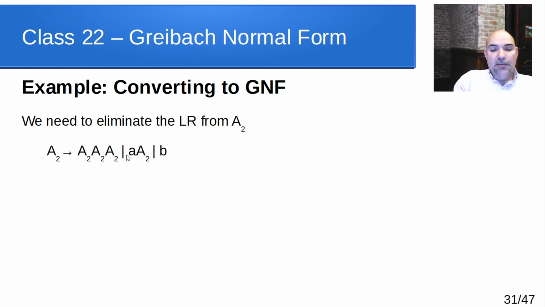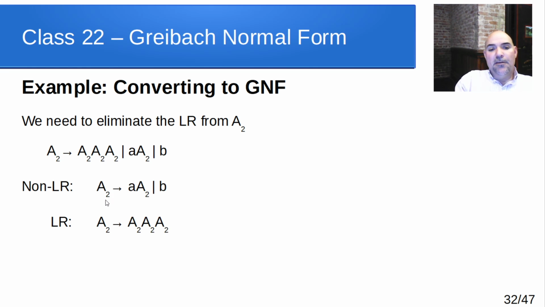So now to get rid of the left recursion from this left recursive variable A2, we have the non-left recursive ones, which are these two, and we have the left recursive one, which is that. So we divide those into the two categories: the non-left recursive ones, a A2 and b, and the left recursive one, A2 A2 A2.